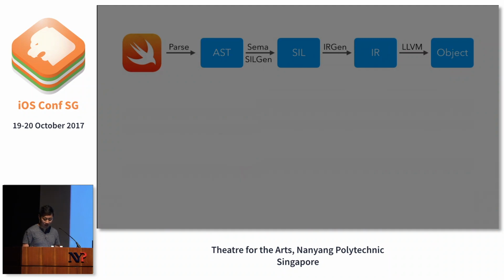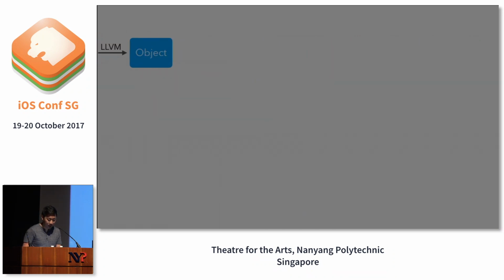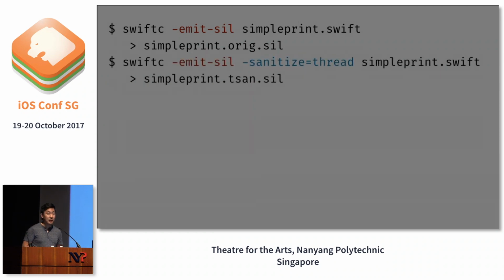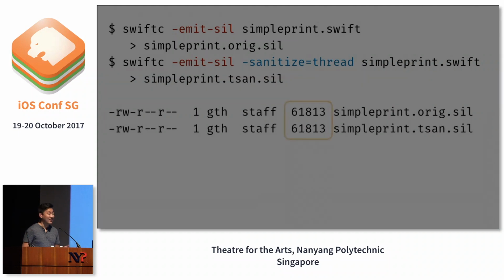So we need to look further down the line, not at the AST, but one step down at SIL. That's the Swift Intermediate Language. So here's what I did. I ran the Swift compiler, swiftc, from the command line, asked it to emit SIL, so not do the full compilation, but just go part of the way. And I ran it twice, once in regular mode like this, and then the second time with Thread Sanitizer enabled. You can see I redirected the output to two separate files, and then I looked at those files, and they are identical, no change. So that means that whatever the Thread Sanitizer is doing, it is not here, but further down the line.